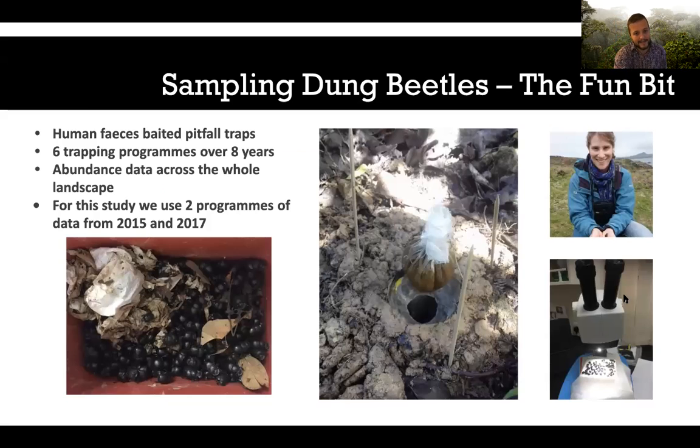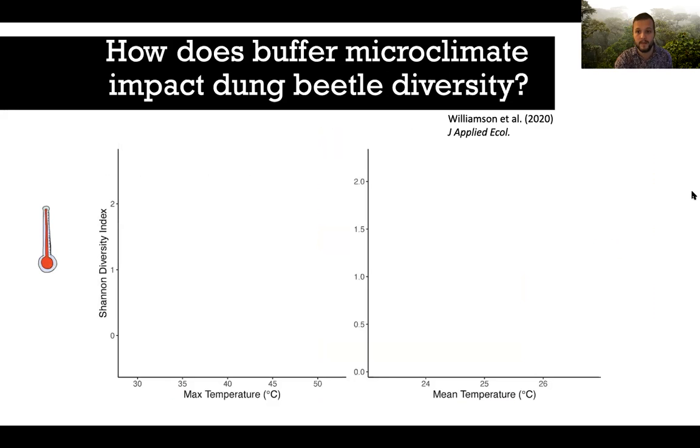Now, Eleanor Slade has been studying the dung beetles of SAFE for at least 8 years. And using human feces baited pitfall traps, she's deployed 6 major trapping campaigns, generating abundance data for the entire community across the whole landscape. Now, for this study, we took 2 of those campaigns that were focused in riparian buffers and generated diversity metrics for the dung beetles found there.